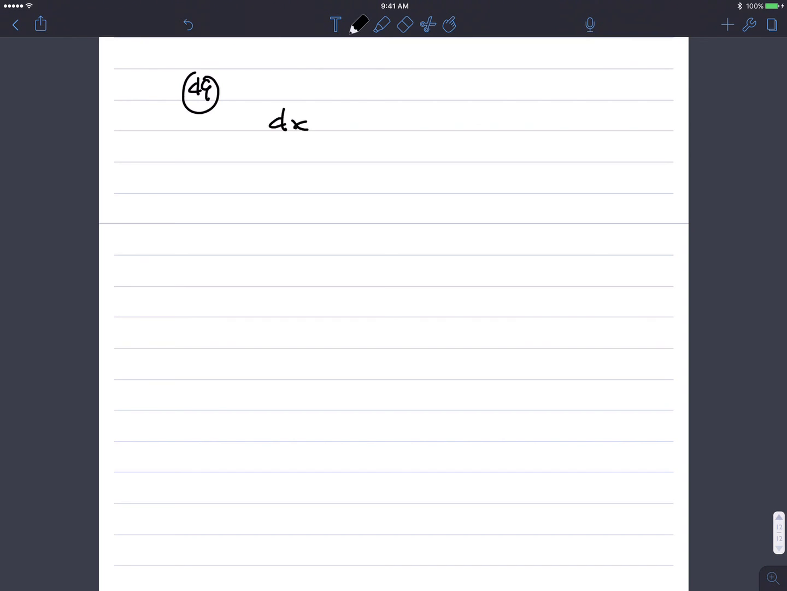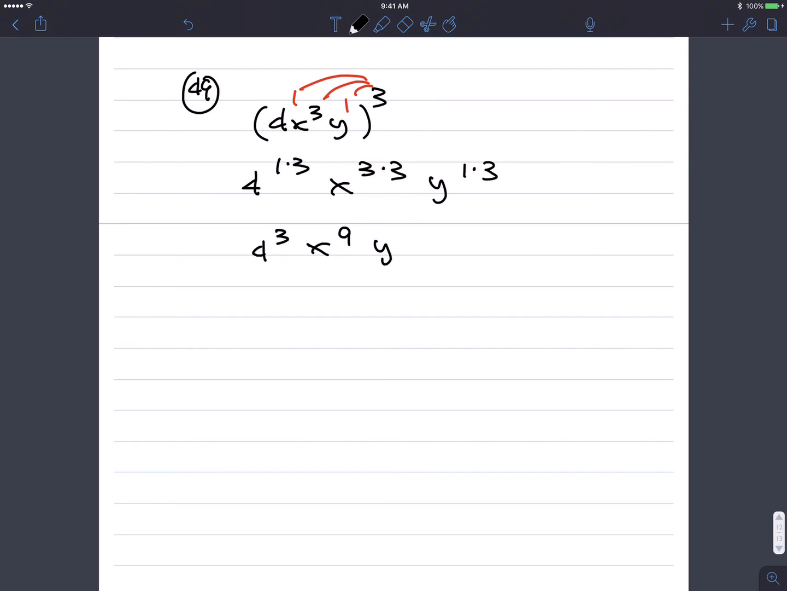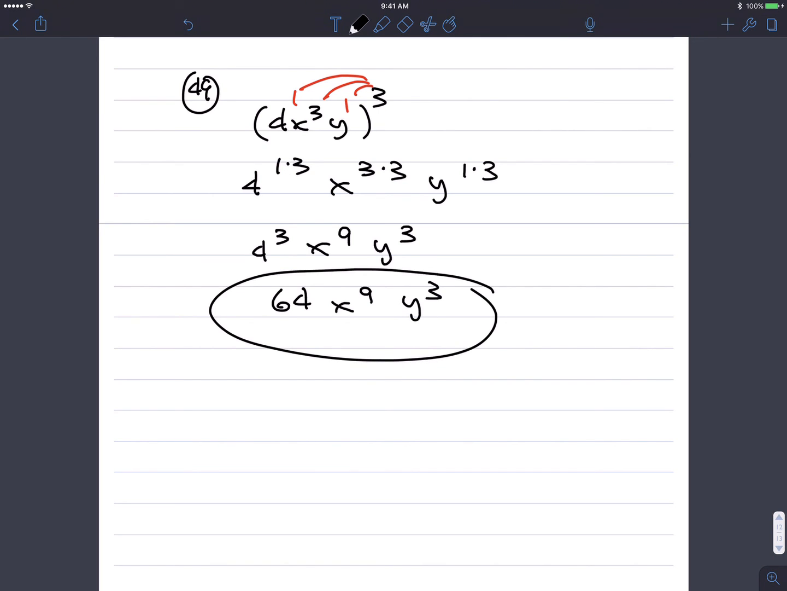(49) 4x cubed, y, everything to the 3rd power. Power 1, power 1. 4 to the 1 times 3, x to the 3 times 3, y to the 1 times 3. Distribute here, multiply. And here's what sometimes you see. Multiply every power here with that 3. 4 cubed, x to the 9th, y to the 3rd. Now 4 cubed is 4 times 4 is 16 times another 4. I get 64, x to the 9th, y to the 3rd power. And you're done.